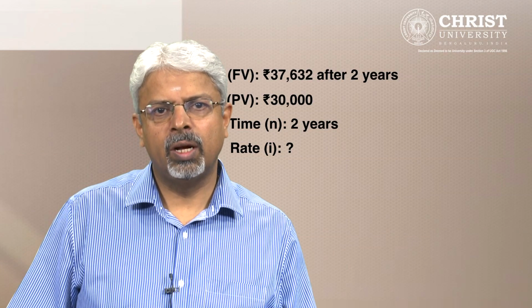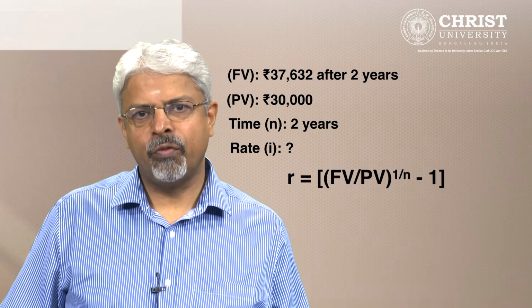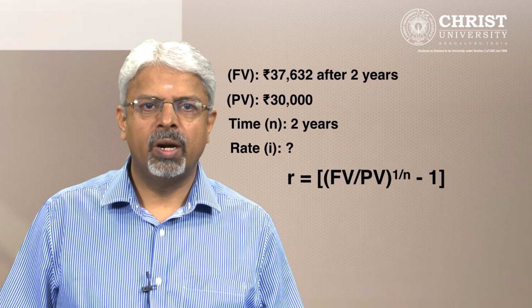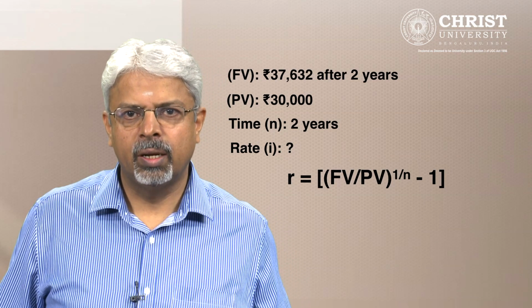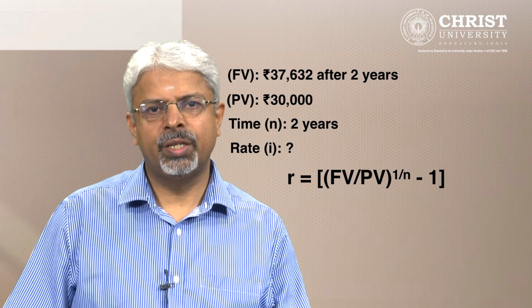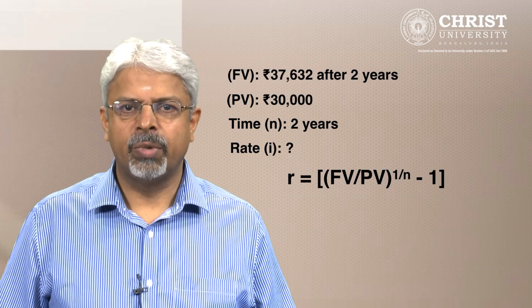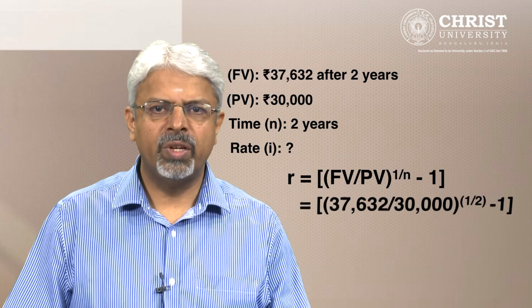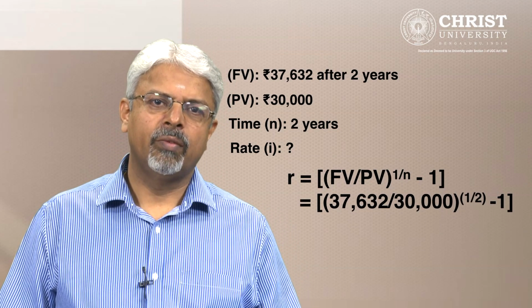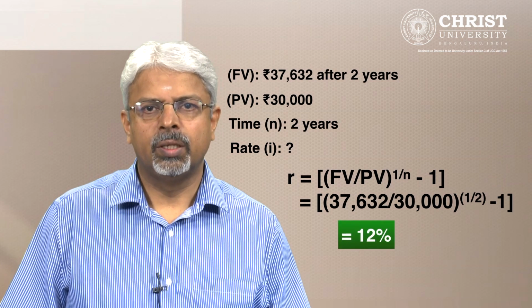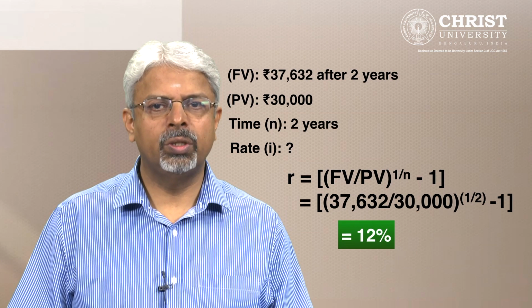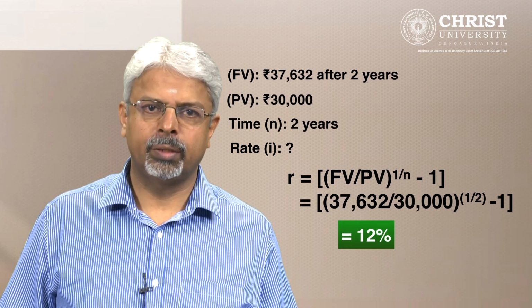We use the formula rate equals FV divided by present value raised to 1 divided by n, minus 1, which is derived from the relationship between the future value, present value, interest rate and the number of years. When we substitute the numbers in the formula, we get 12%. This also indicates what is known as compounded annual growth rate or CAGR in short.